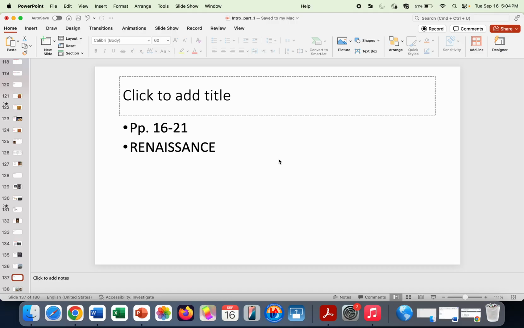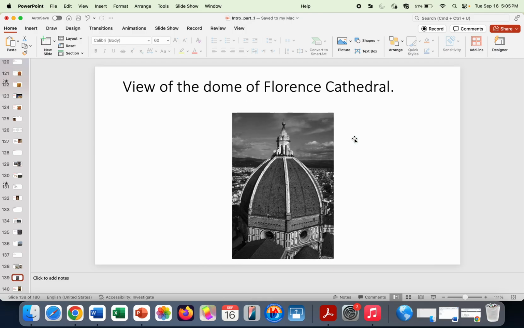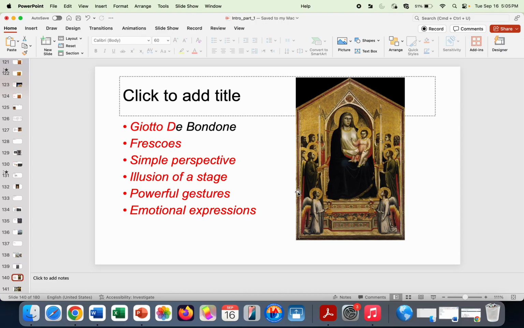Okay, now we're going to the Renaissance. So we're going to have a shift here and kind of go back to the old school. If you look here, it looks like Greek bodies, and the Renaissance is going to be the rebirth of the classical. That's Florence Cathedral, which is a dome. Part of the Renaissance is engineering.